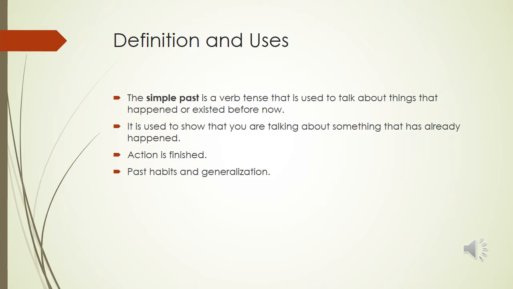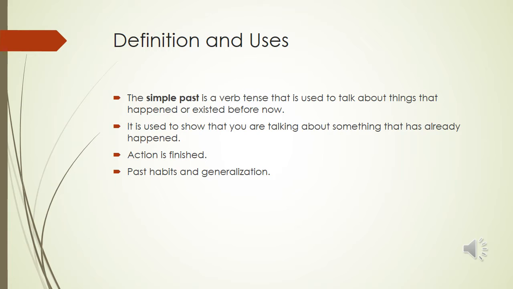Simple past tense is a verb tense that is used to talk about things that happened or existed before now. See, when we say before now, we mean that it is not in the present. Now indicates the present, and before now means past. So it is something that was in the past but we don't have it right now with us.